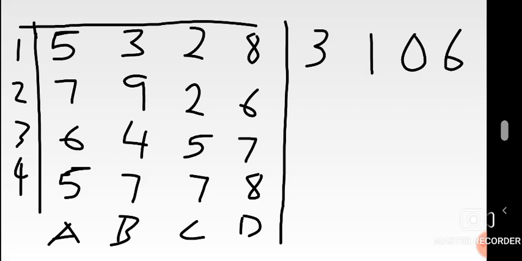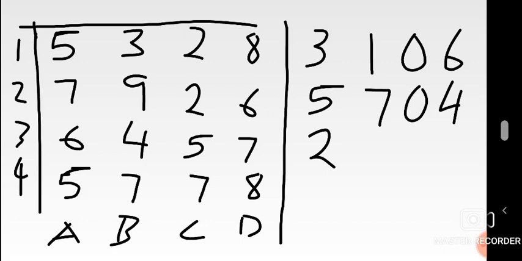Next, we're in row 2. The least number there is also a 2. So we're going to subtract 2 throughout that row. 7 minus 2 is 5. 9 minus 2 is 7. 2 minus 2 is 0. 6 minus 2 is 4. Next, the third row. The least is 4, so 4 will be subtracted throughout that row. 6 minus 4 is 2. 4 minus 4 is 0. 5 minus 4 is 1. 7 minus 4 is 3.